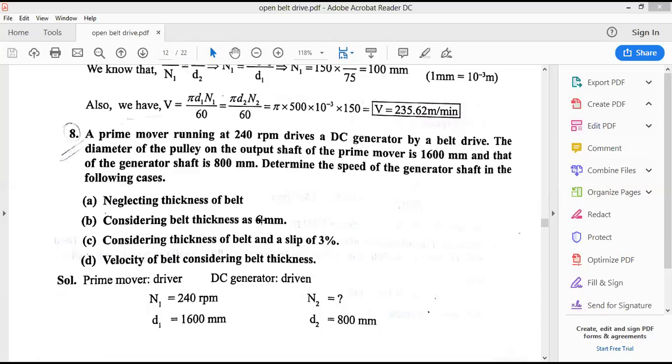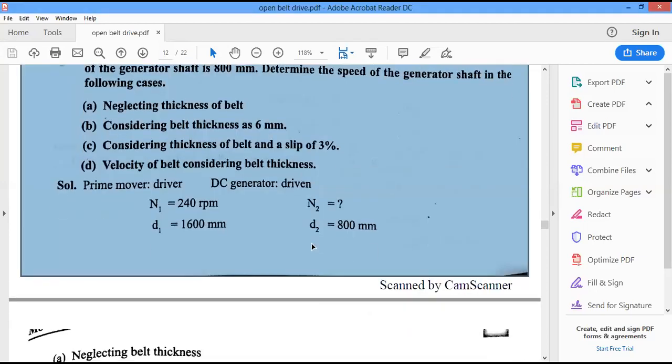I told you in the theory class that when the proper tension is not maintained, there's going to be a slip between the pulley and the belt. So however many rotations the pulley makes, the belt is not going to adhere to it. And the last one, we have to find out the velocity of the belt considering the thickness. So we'll see this.